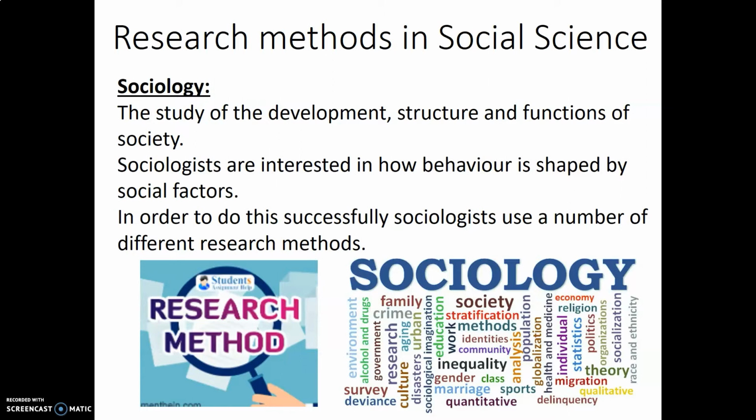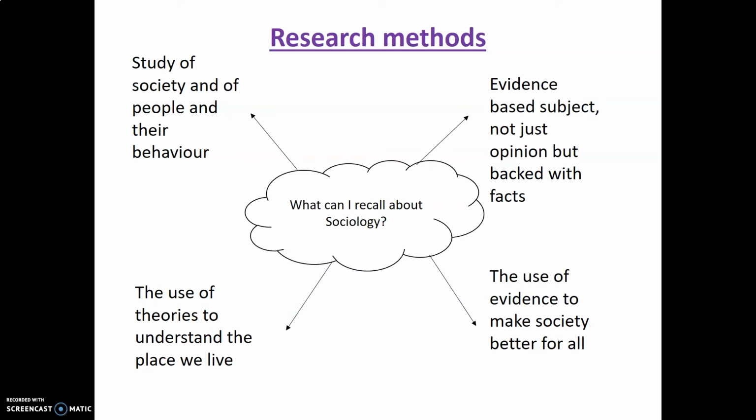In order to study our society successfully, sociologists will put in place a number of different research methods. Research methods in sociology will help sociologists to understand the place we live. We use theories to help us understand the place we live to back up those research methods, and the evidence used will help us to determine what our society is like.